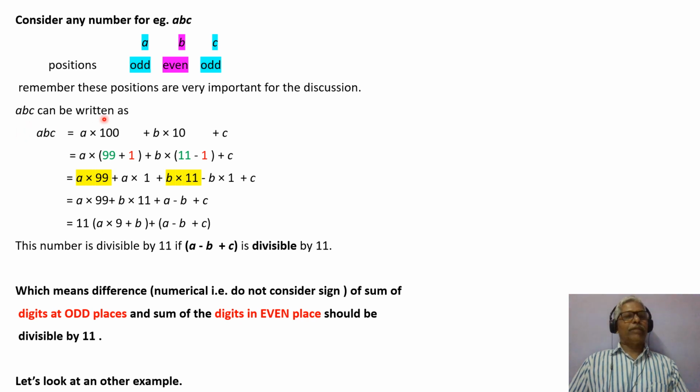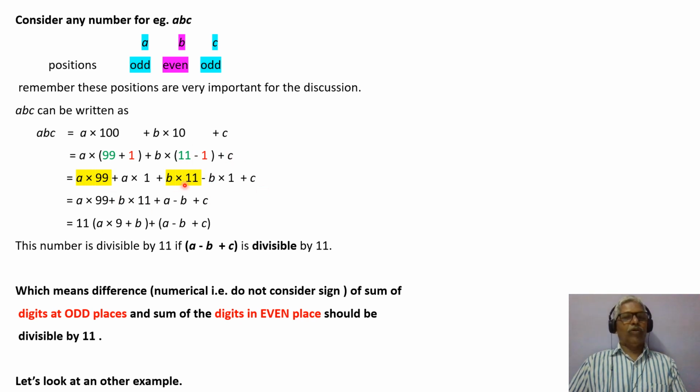Okay, so ABC can be written as A into 100 plus B into 10 plus C. 100 is written as 99 plus 1, so A into (99 plus 1), plus this 10 is written as 11 minus 1. Okay, so B into (11 minus 1) plus C. Now multiply these brackets with respect to terms. A into 99 plus A into 1 plus B into 11 minus B into 1. Remember this minus sign, this is very important, and plus C.